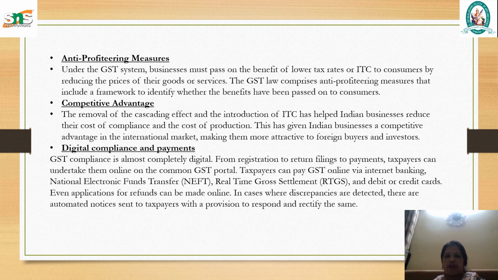Next, anti-profiteering measures. Under GST, businesses must pass the benefit of the lower tax rate or ITC to consumers by reducing the price of their goods and services. So this tax comprises anti-profiteering measures that include a framework to identify whether the benefits have been passed to the consumer. Competitive advantage: the removal of the cascading effect and the introduction of ITC has helped Indian businesses reduce their cost of compliance and the cost of production.